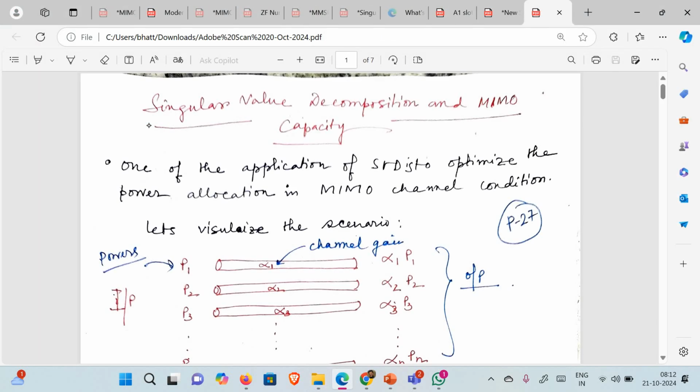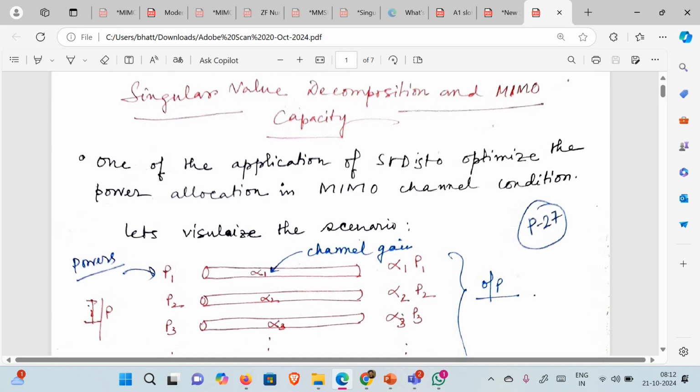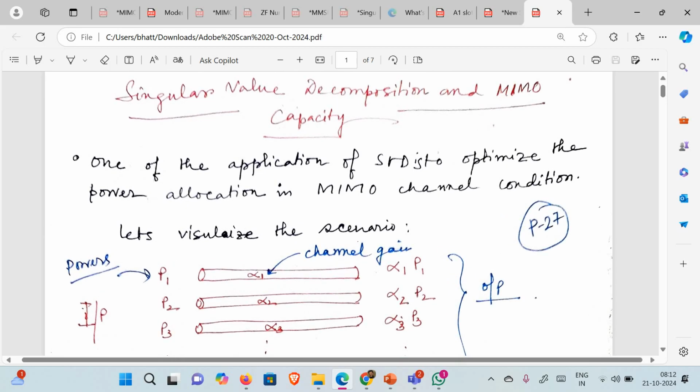So this is called the singular value decomposition and MIMO capacity. Now, what exactly is meant by it? When we are doing SVD, as I told you, this is basically a tool which makes sure that we decompose a complex wireless channel into simpler decomposed outcomes, which are U, sigma, and V transpose, or V Hermitian for that matter, and we can extract much information out of it.